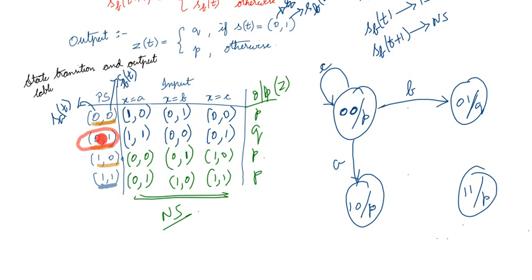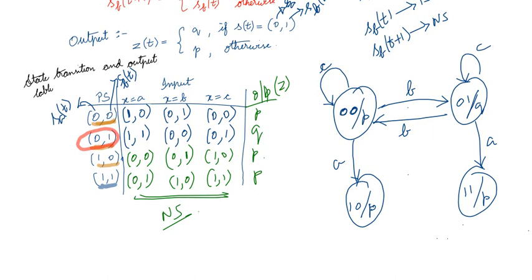We are in the state 0, 1. When the input is A, we go to the state 1, 1. Similarly, when the input is B, from the state 0, 1, we go to the state 0, 0. When the input is C, we stay in the same state: from state 0, 1 we go back to state 0, 1.